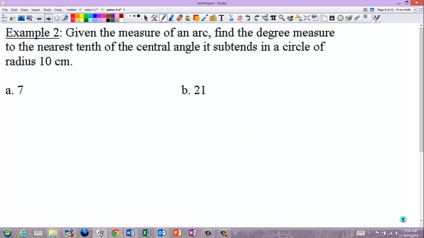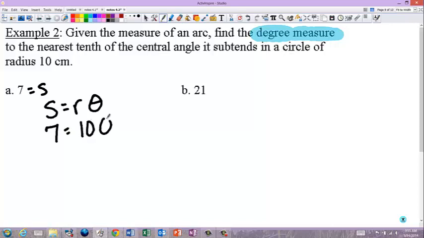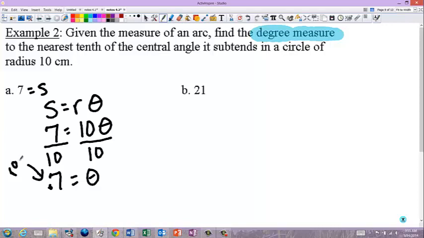Now it says given the measure of an arc, so they're giving us S. Find the degree measure, this is going to be tricky, to the nearest tenth, so that's 1 decimal place, of the central angle it subtends in a circle of radius 10. So they're giving us S, they're giving us R, and they want us to find theta. So we would solve for theta. So theta is 0.7, but that is in radians, because the theta in the formula is always in radians.